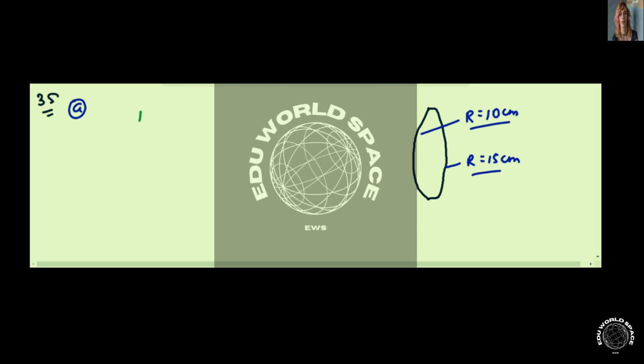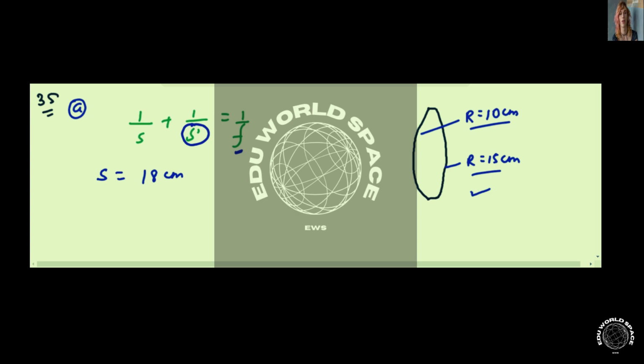We have the relation 1 by s plus 1 by s dash equals 1 by f, where s is the object distance and s dash is the image distance. We have been provided with the object distance, which is 18 centimeters, so s equals 18 centimeters. From this figure we can see that this lens is a converging lens. We have to find the focal length first to get the value of s dash.